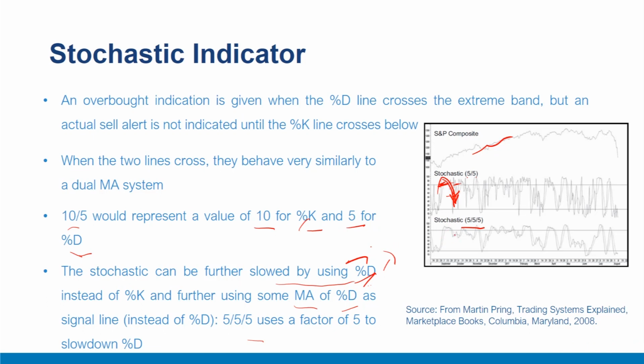Now again, signal generation is the same. We examine points at which the slowed down percent D line crosses the overbought level and then see when the faster percent D line crosses its moving average from above to down or down to above. Signal generation occurs, but the actual final confirmation comes from the price action itself.